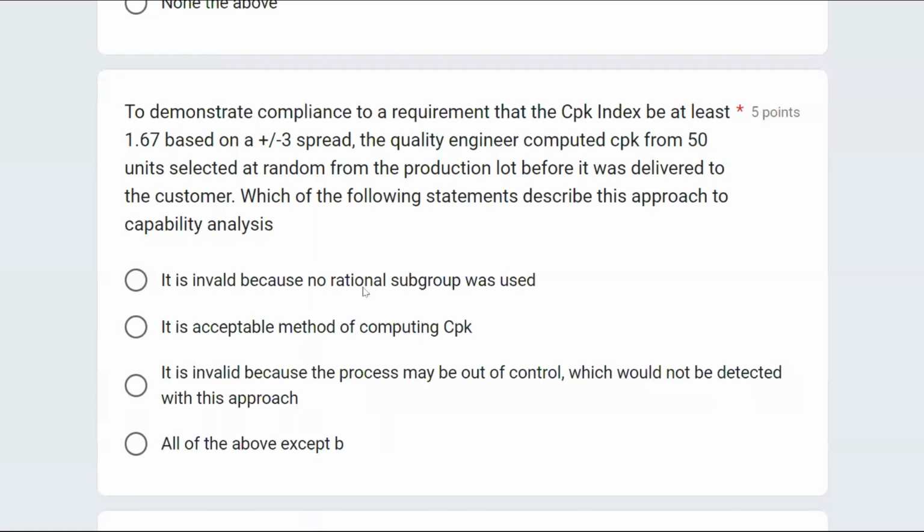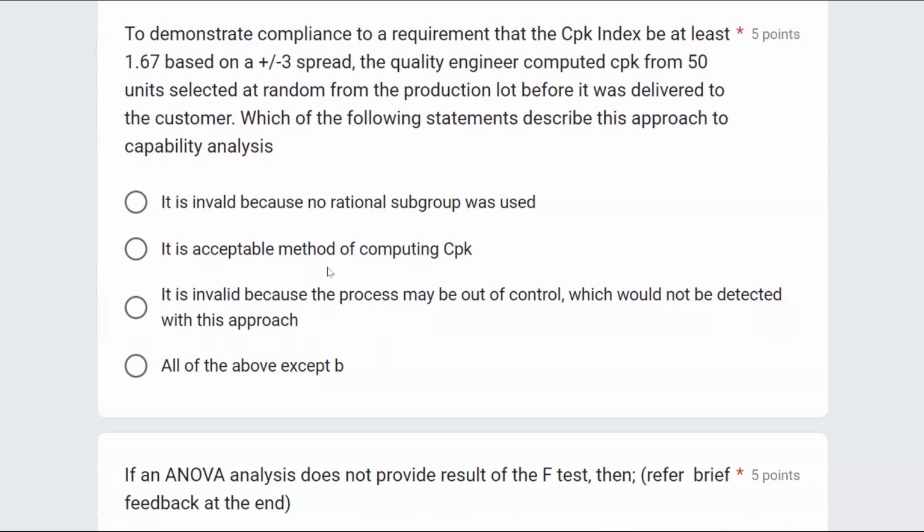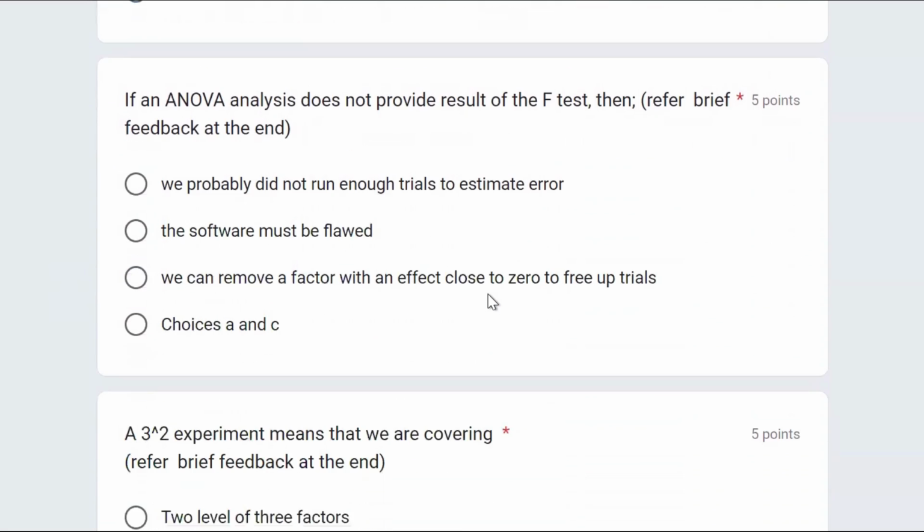It is invalid because no rational subgrouping was done. 50 was taken, but we need to know the subgrouping, right? Okay, this could be one of the reasons. And so it is an acceptable method of computing? No, because we should do a rational grouping. It is invalid because the process may be out of control, which would not be detected with this approach, because 50 might not be a true representation of a sample, right? So all the above except B. That means A and C.